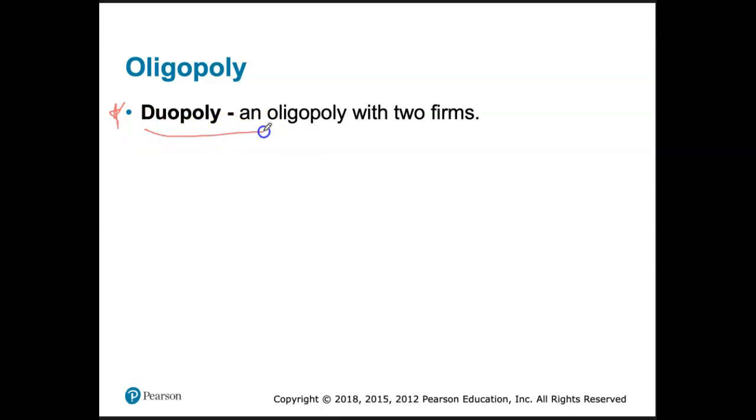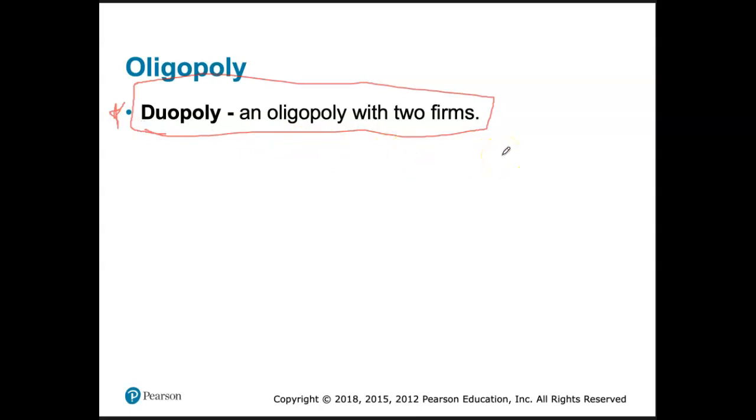To make our lives easier, we'll do the analysis exploring just two firms in the market. These two firms will be called a duopoly. So a duopoly is an oligopoly with just two firms. These two firms will basically act as an oligopoly, just to make our life easier.